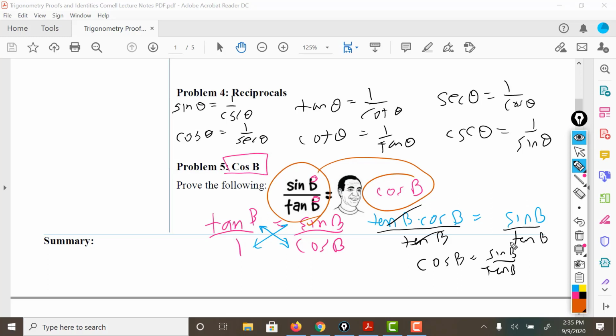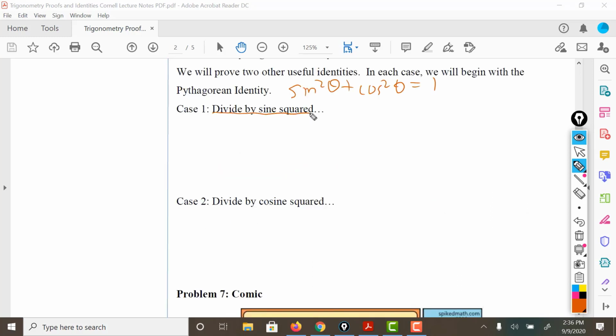For your summary, may I suggest you take a moment to go ahead and reflect on the following in your summary. How is the Pythagorean theorem different from the Pythagorean identity? What if we divide everybody by sine squared?